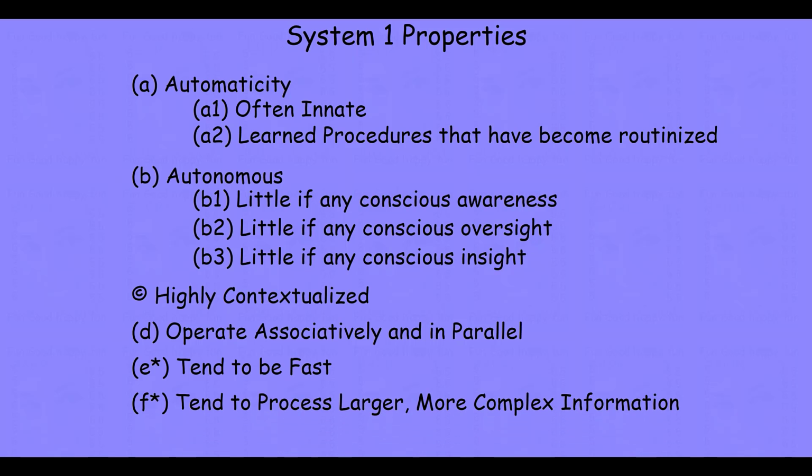They also tend to process larger and more complex amounts of information. So we consider, for instance, visual processing to be akin to System 1 inferences because they're done relatively autonomously, automatically. For instance, color perception is highly contextualized. Vision operates in a massively parallel fashion, and it's very fast.